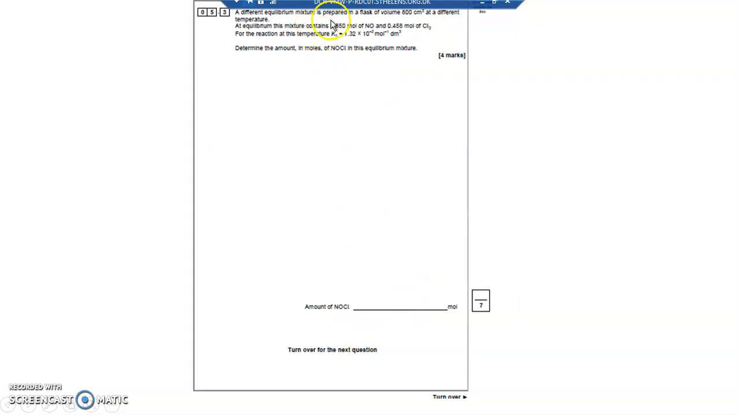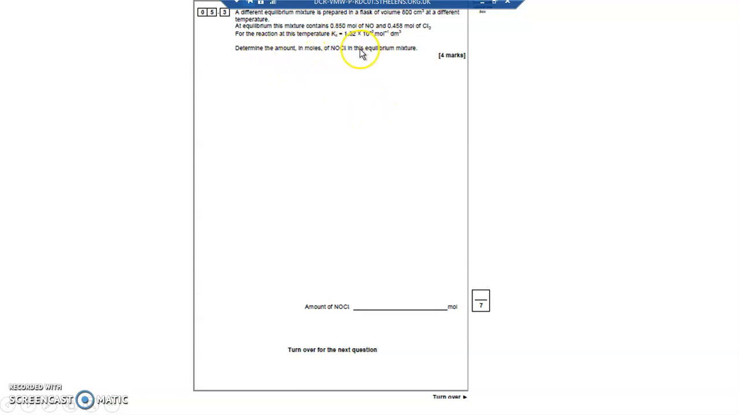A different equilibrium mixture is prepared in a flask of 800 centimetre cubed. Remember, 800 centimetre cubed is 0.8 decimetre cubed. To turn centimetre cubed up into a higher unit value of decimetre cubed, I divide by 1000, 0.8 decimetre cubed. That'll be important in a moment. At equilibrium, this mixture contains 0.85 moles of NO and 0.458 moles of Cl2. At this temperature, Kc is 1.32 times 10 to the minus 2. So the reason Kc has changed is because the temperature has changed. The equilibrium constant would stay the same if the temperature stays the same. So Kc only changes if you change temperature, but we have changed temperature, so that's why Kc has changed.